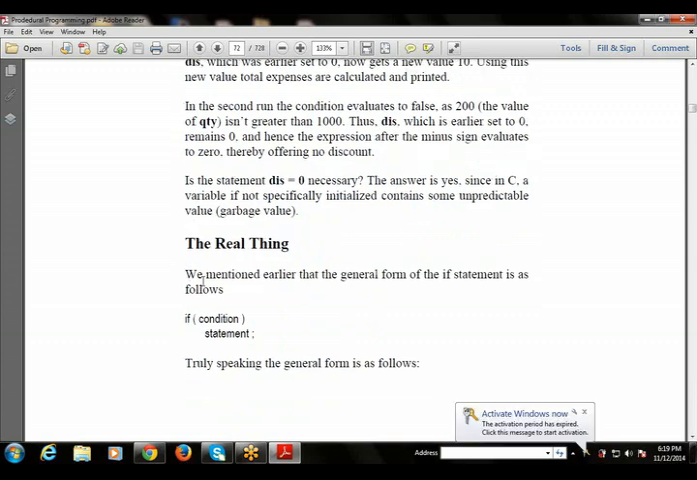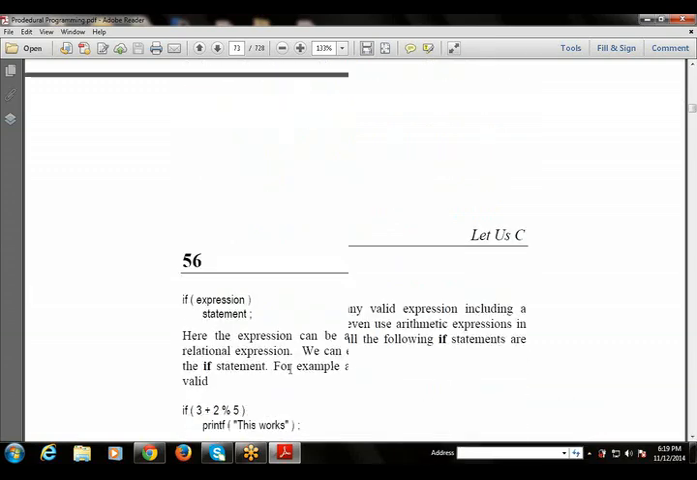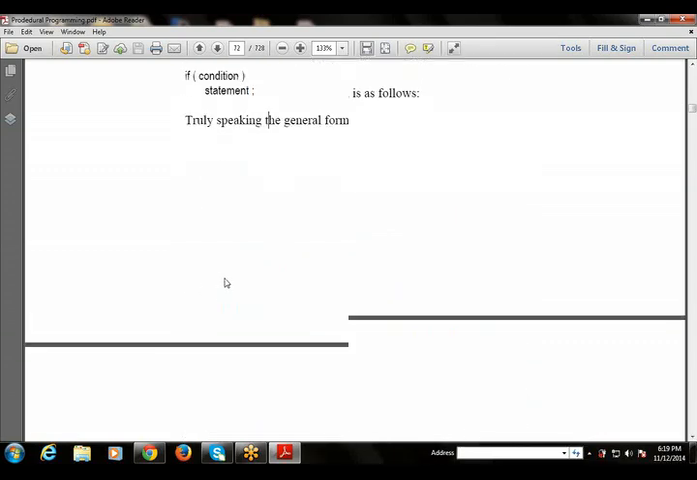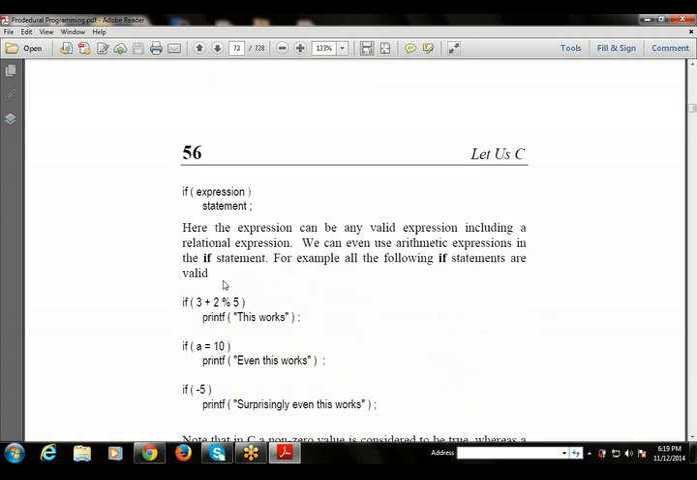The real thing is that we mentioned that the general form is this one. Truly speaking, this is the expression, not the condition. That is, if expression, then statement. If the expression is satisfied, then the statement will be executed. Here the expression can be any valid expression, including a relational expression, that is, any expression including the relational operators.